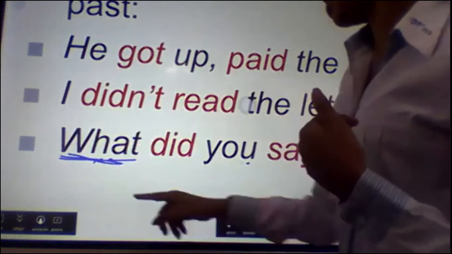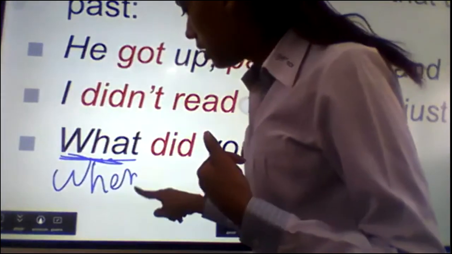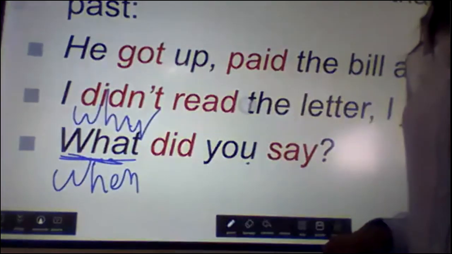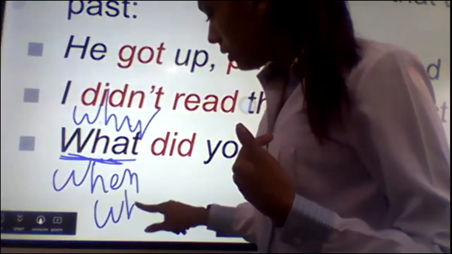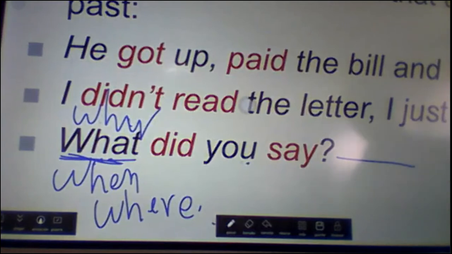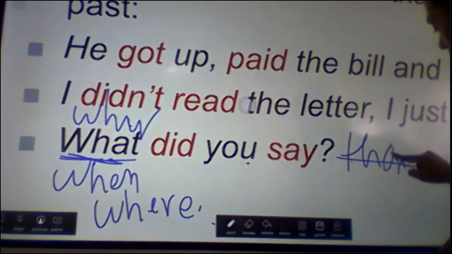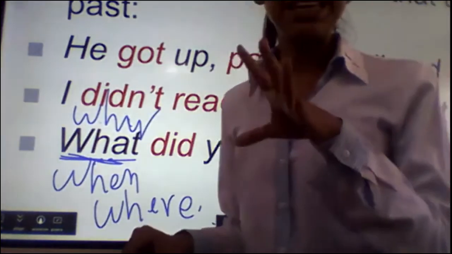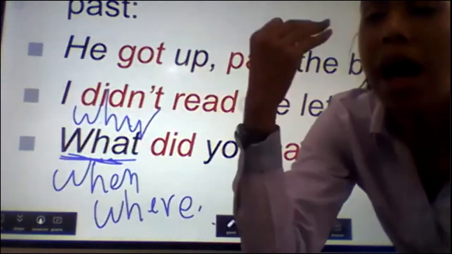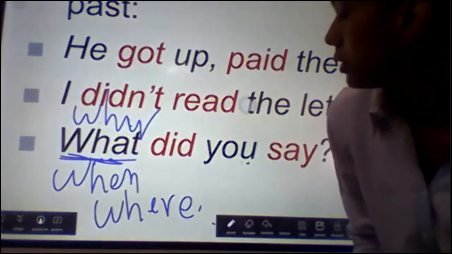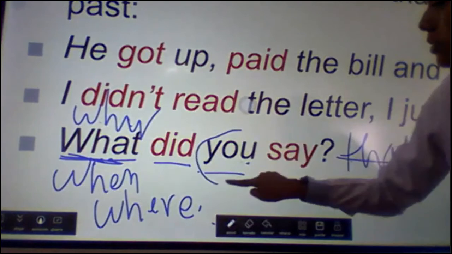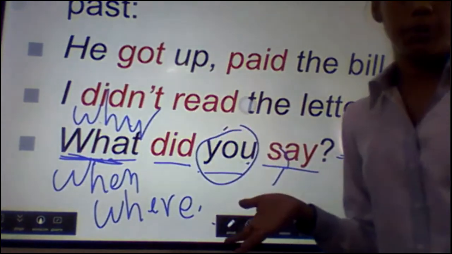What did you say? When did you say? Why did you say? Where did you say that? Okay, when did you say that? So in this case, we can identify: question word, how, why, when, what, who; did, the auxiliary; you, the subject; and finally, the main verb.